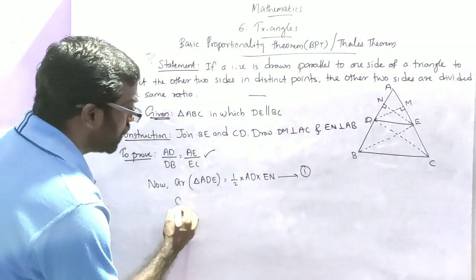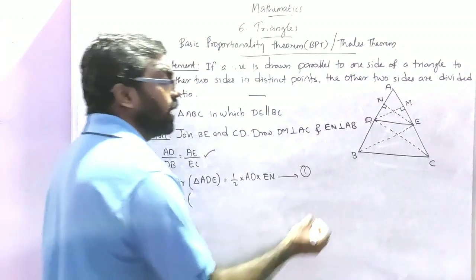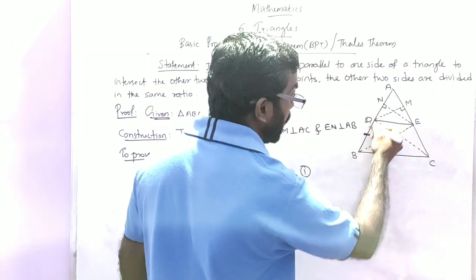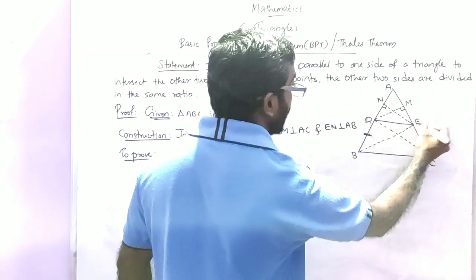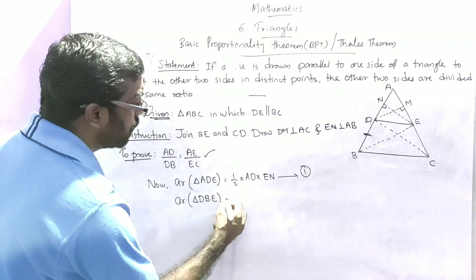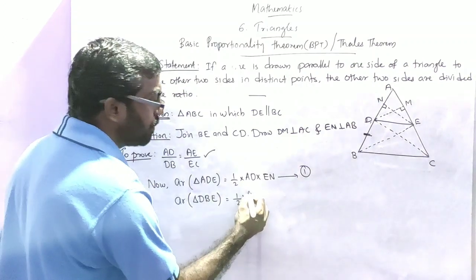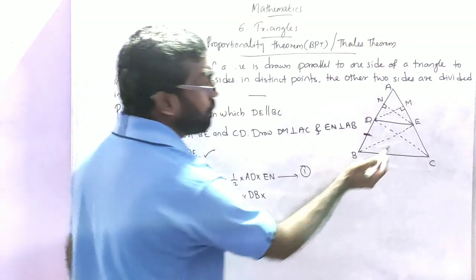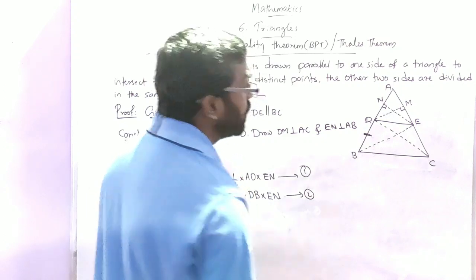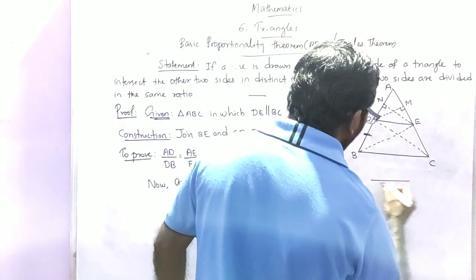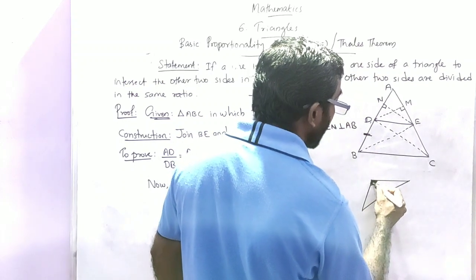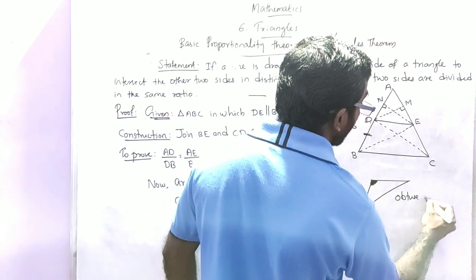Okay. Then next we take the triangle with DB as the base, that is DBE. So area of triangle DBE is equal to half into, here we take the base as DB and the corresponding perpendicular is EN. Okay. So here the triangle DBE is an obtuse angle triangle. One of the angles is obtuse, so it is known as an obtuse angled triangle.